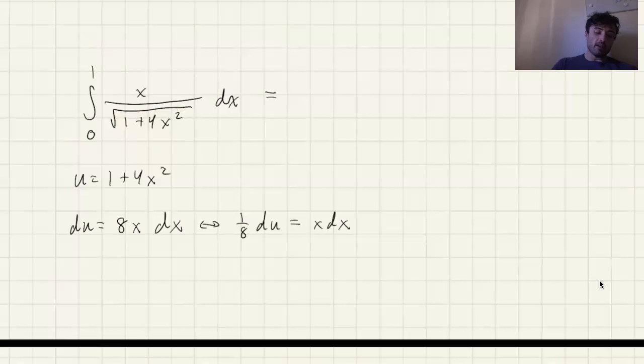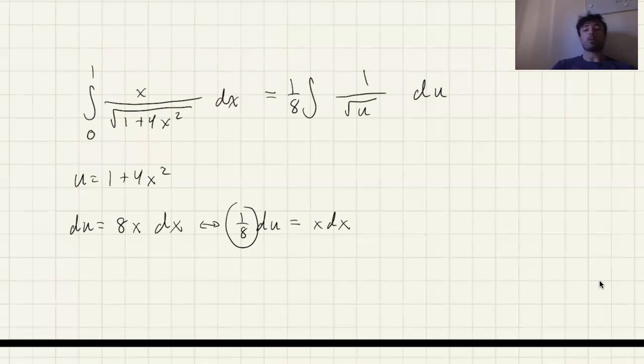And so now we can begin the substitution. On the bottom, I have square root of u. And instead of x dx, I now just have a du, but there's also this 1/8 here, and I'm just going to put that out front. Okay, and I can put a 1 on top.